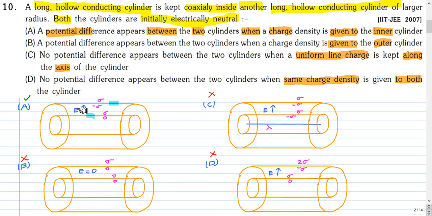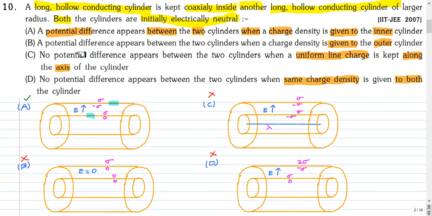So in this configuration there will be an electric field between the two cylindrical shells. Since there is an electric field, there will be a potential difference between these two inner and outer cylinders. So option A says there is a potential difference, so option A is the correct one. Let us analyze the other options also for the sake of completeness.